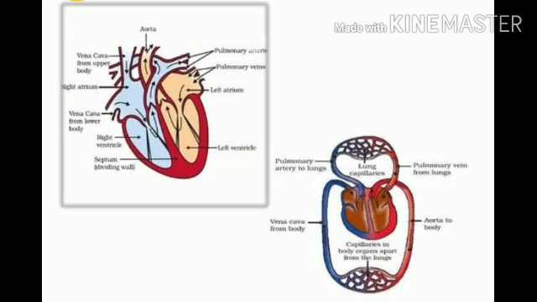Then the body cells absorb all that oxygen gas. After that they release the carbon dioxide gas, and from there the blood goes through these capillaries to those muscles or cells again and absorbs the carbon dioxide, and from there it comes to the right atrium. In this way, the capillaries help to exchange the oxygen and the carbon dioxide gases.